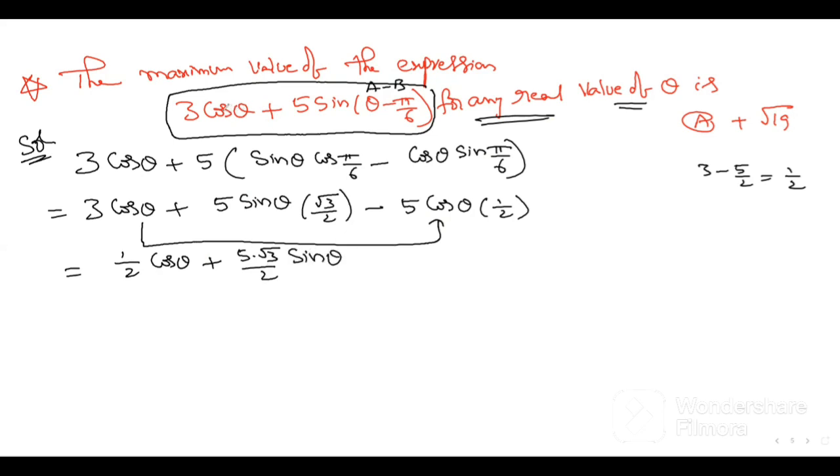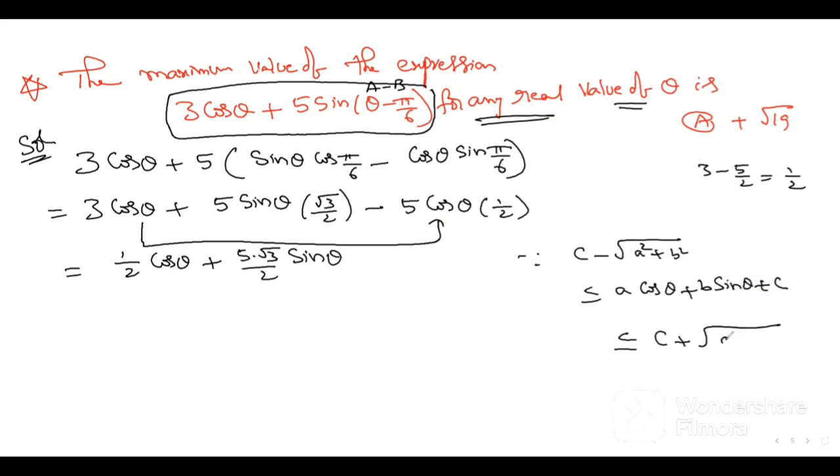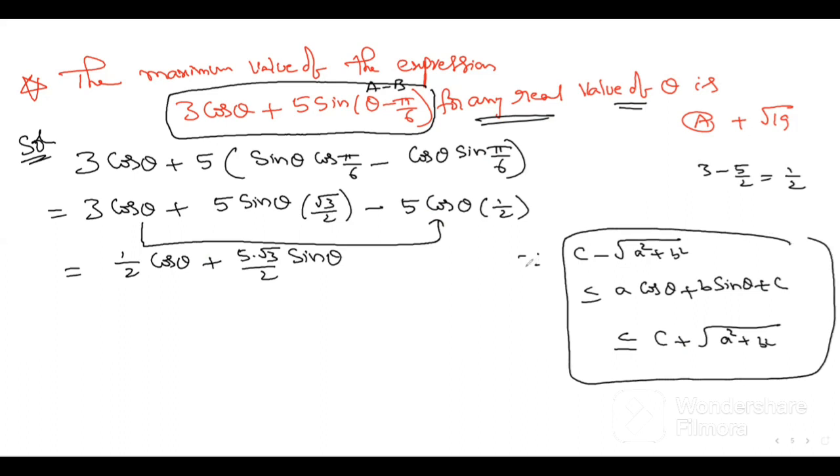So what is required here? Maximum value is required. Okay, we have one formula. So c minus root a square plus b square is the minimum value of a cos theta plus b sin theta plus c. Maximum value is c plus root a square plus b square. A cos theta plus b sin theta plus c lies between c minus root a square plus b square and c plus root of a square plus b square. Okay, we should take the maximum value formula. Why? Because what is required here? Maximum value is required. The maximum value formula is c plus root a square plus b square.